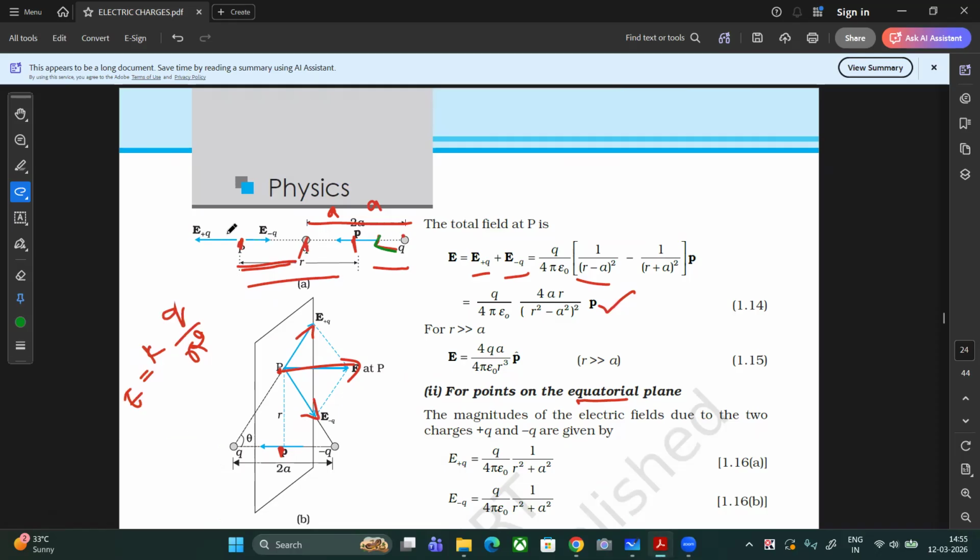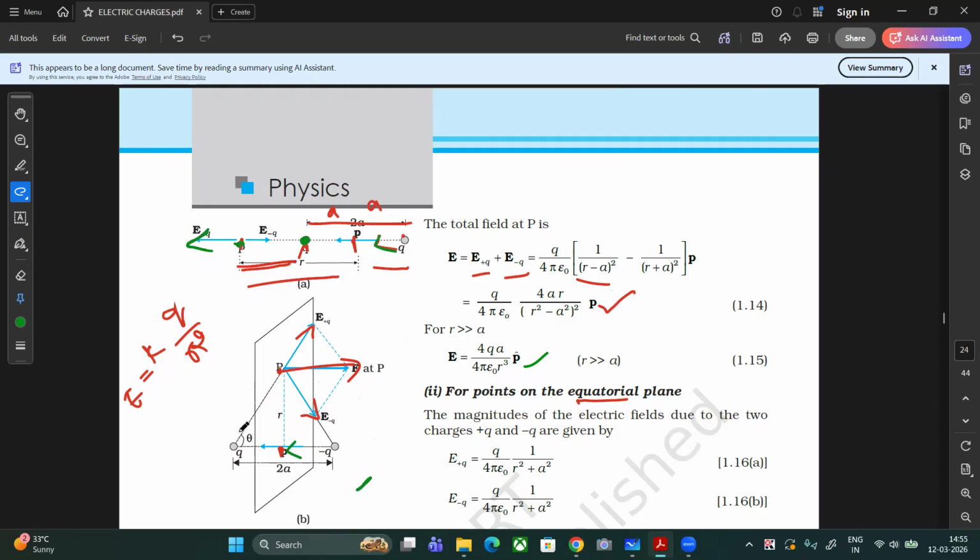Here the electric field direction is also important, because the plus Q charge is much nearer to P. So its domination is greater, so the direction is the same as the dipole direction. So the final formula is taken as positive only. But here you can see this is the dipole direction and this is the total electric field direction. So it is opposite. So the final answer must carry a minus sign, first point.